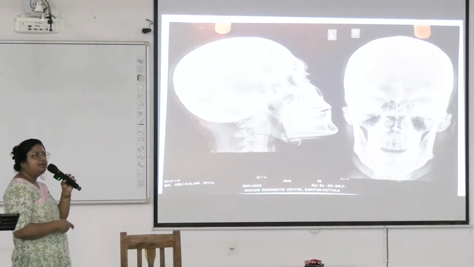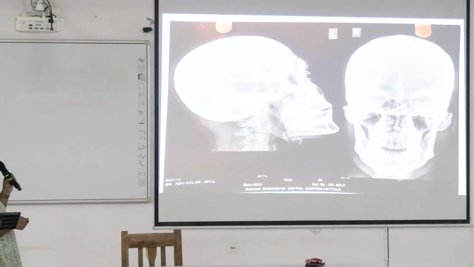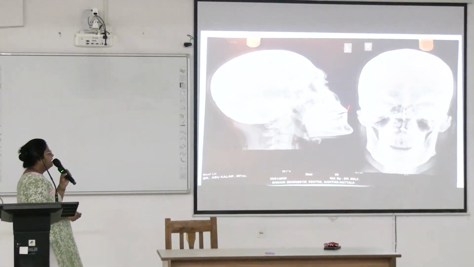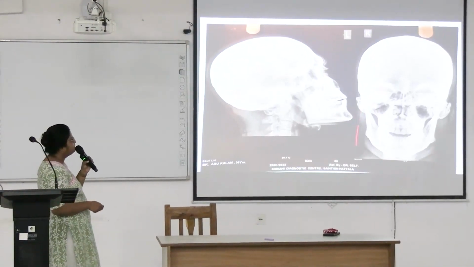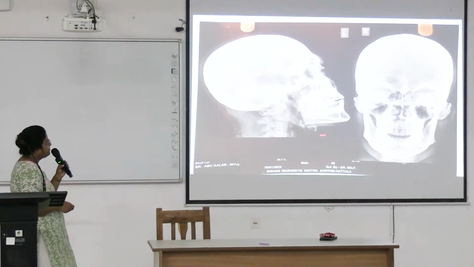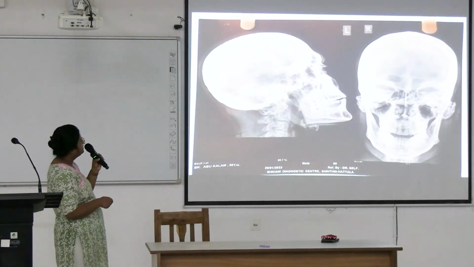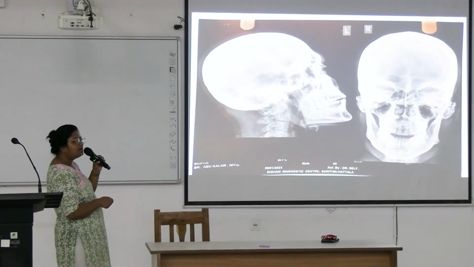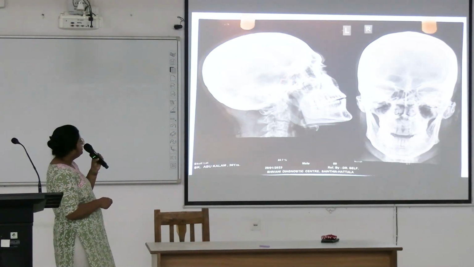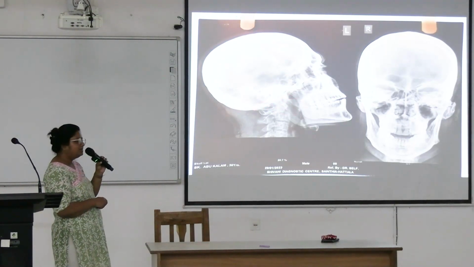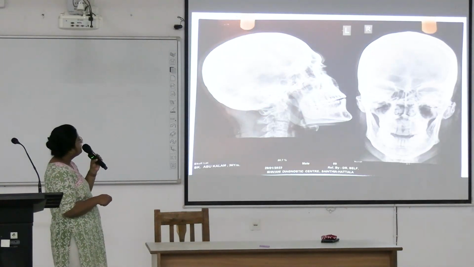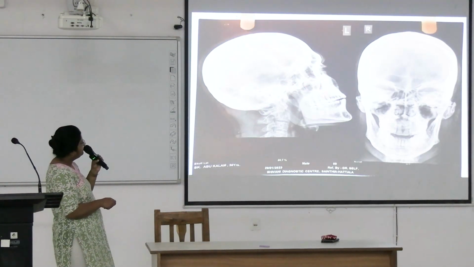This is another X-ray in our department. This is the lateral view of the skull, and this is the anterior-posterior view of the skull. In the lateral view, you can see the frontal sinus, orbit. Here is the anterior cranial fossa, pituitary fossa or sella turcica, sphenoid air sinus, petrous part of the temporal bone, external auditory meatus, mastoid air cells, and here is the maxillary sinus.